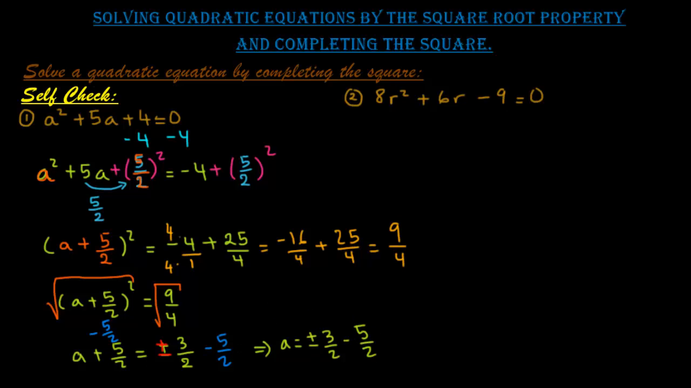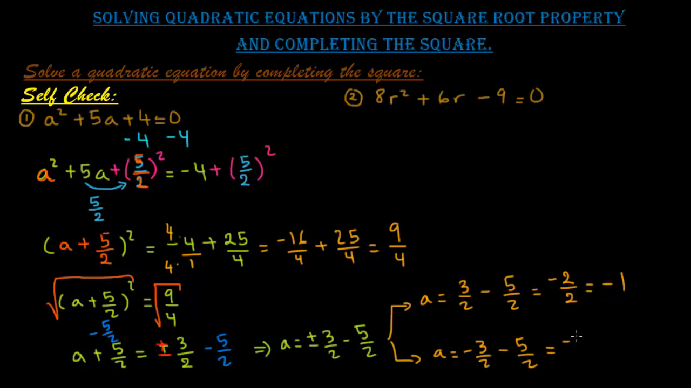Now this will break down into two cases. So the first case is positive 3 over 2. So a equal to positive 3 over 2 minus 5 over 2. And the second case is a equal to negative 3 over 2 minus 5 over 2. So the top part will give me negative 2 over 2, which is negative 1. And the bottom part gives me negative 8 over 2, which is negative 4. So the answer for problem 1 is a equal to negative 4 and negative 1. That is the final answer for problem 1.